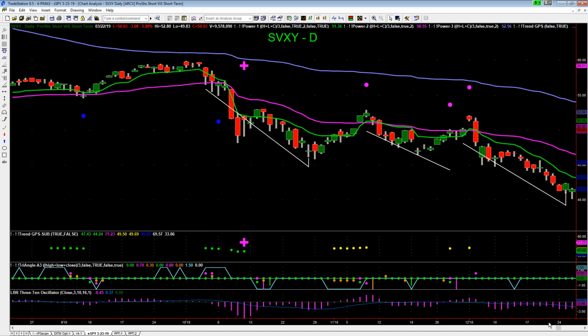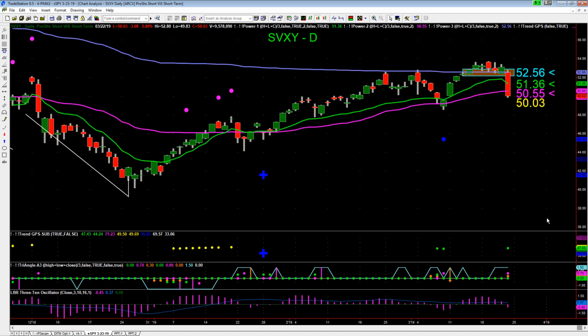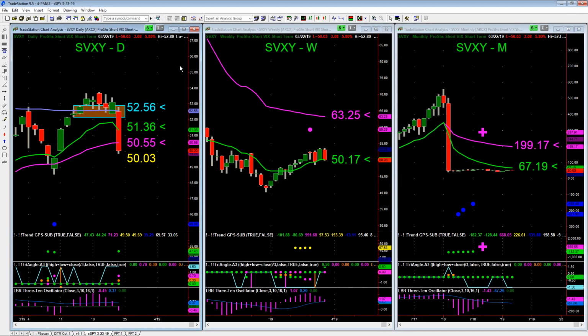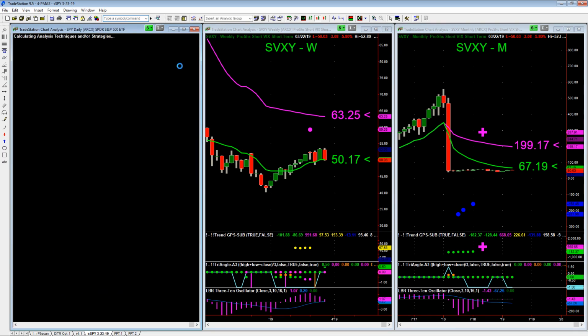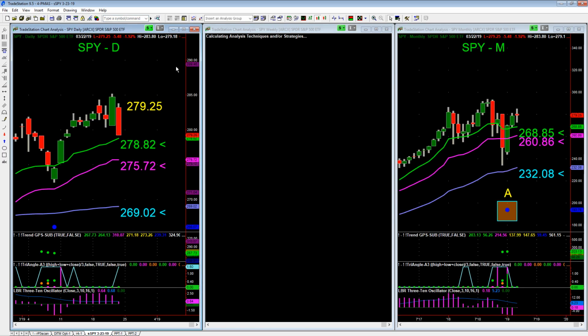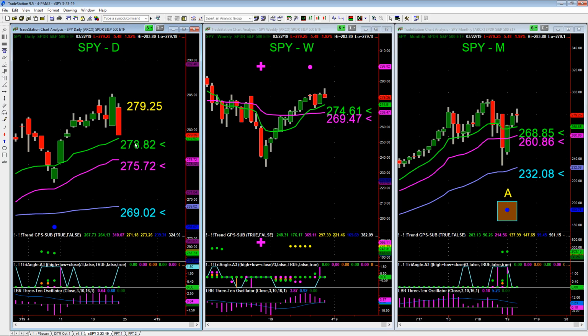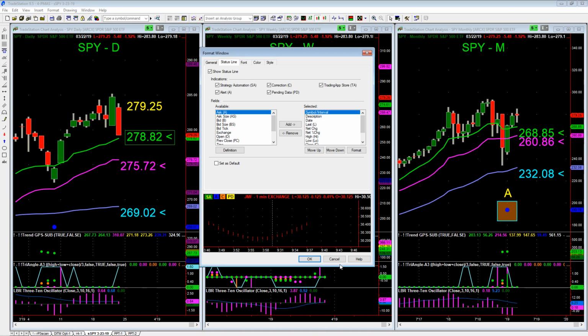So now why do we have to watch out? Right now, as of Friday, SVXY actually closed below all three lines. Even though if you look at SPY, it didn't even touch the first correction level. It didn't even touch the first support level, right? If you look at the weekly chart and the monthly chart, it hardly makes any dent.